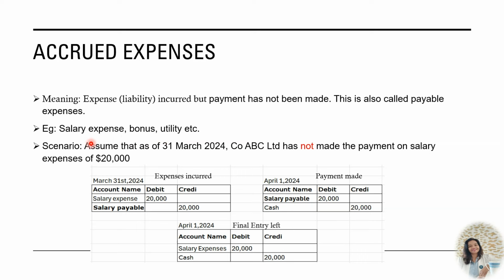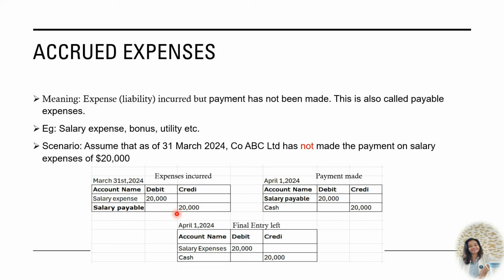One example: suppose company ABC Limited has to make a salary payment of $20,000, but the payment is still not made on 31st of March 2024. Since we all follow the accrual concept of accounting, we should record the transaction on 31st of March 2024. To record the expense which the company is yet to pay, we pass a salary expense account debit to salary payable account. Remember, accrued expense is also a payable account.